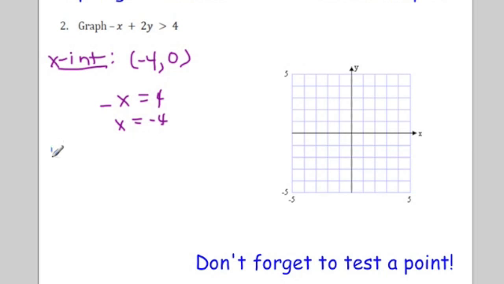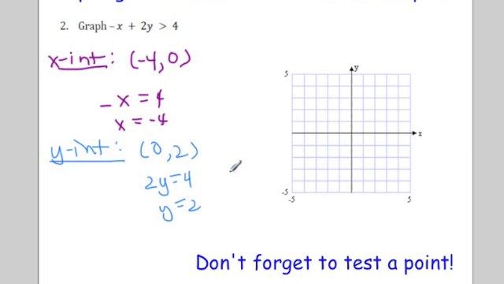My y-intercept is when x is equal to 0. So I'm going to have 0 here. And if x is equal to 0, this piece is gone, so it's really 2y is equal to 4. So y is equal to 2. Once again, I could use those ordered pairs and graph my line. If you like to find intercepts, there would be my line.